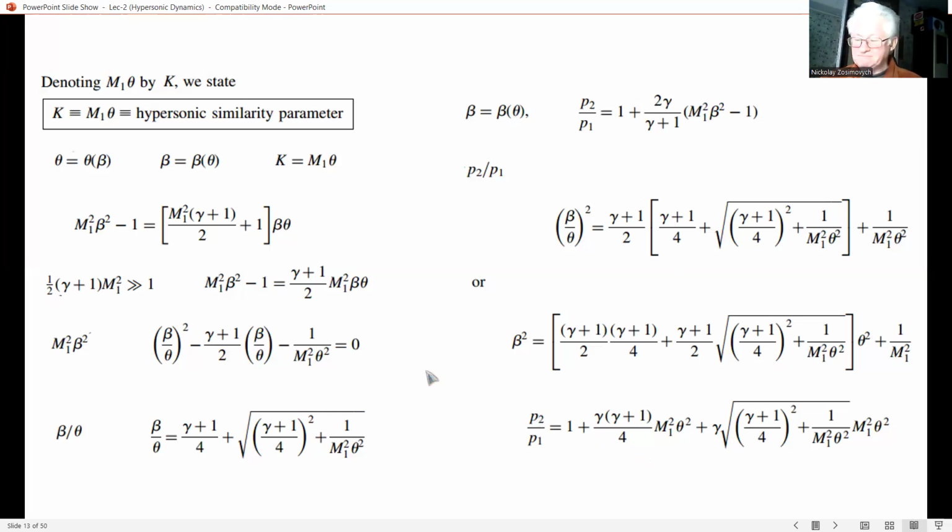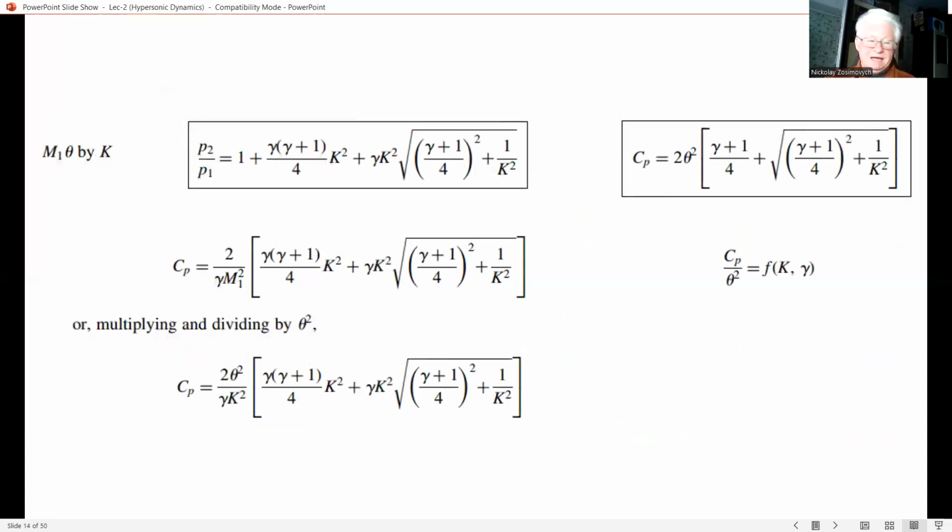Nice. You may repeat it yourself too. And now, denoting M1 theta by K, our equation can be written as this expression for P2 over P1: 1 plus gamma times gamma plus 1 over 4 times K squared, plus gamma K squared times the radical of gamma plus 1 over 4 squared plus 1 over K squared. This equation is the desired result.